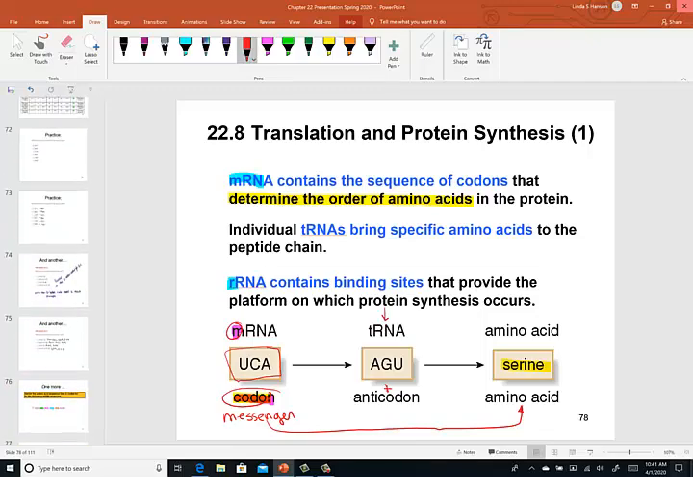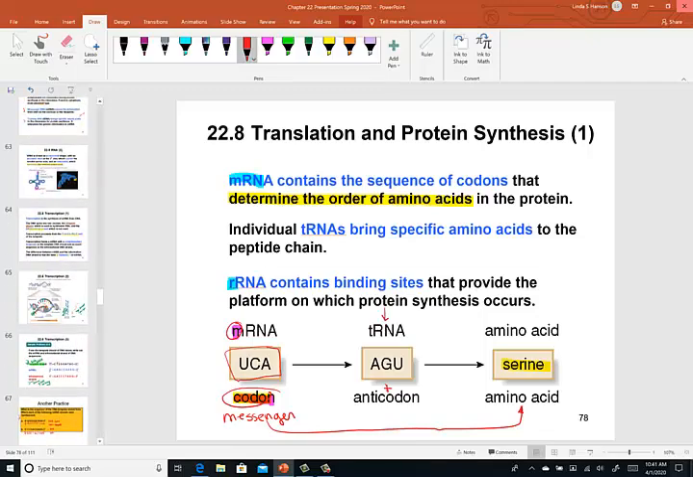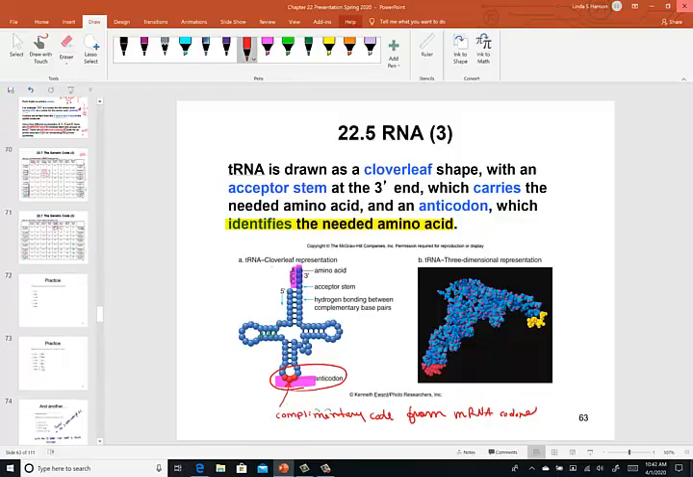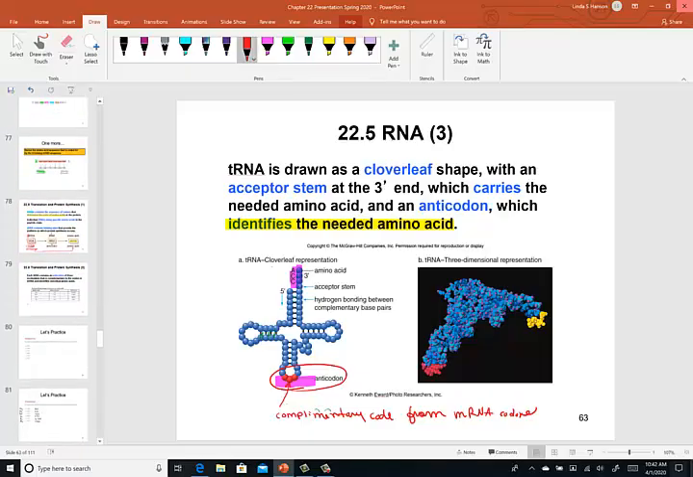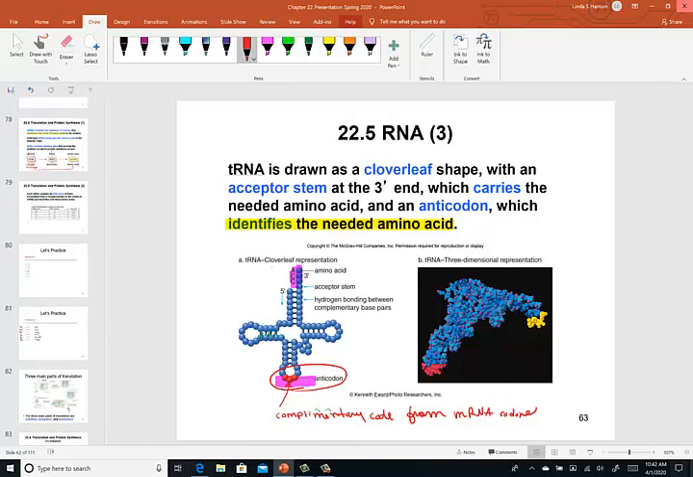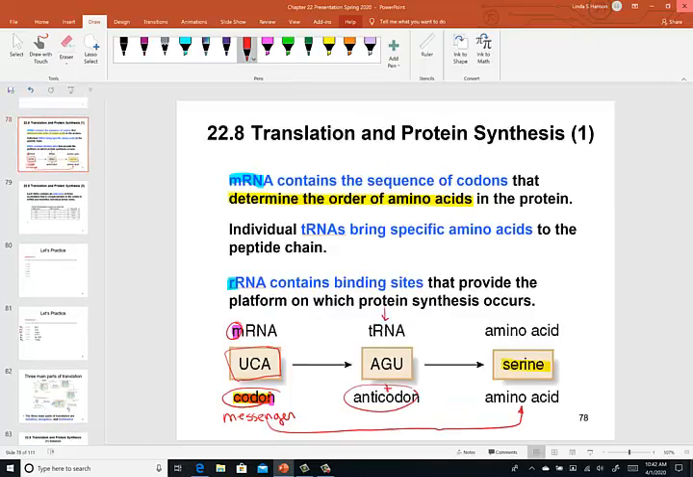So do you remember where that is on that 4-leaf clover? Just bringing it back to your mind, here's the anticodon. It has the complementary code from the messenger RNA. All right, so those are complementary strands so that it can read that genetic code and bring back the correct amino acid. So the anticodon is the complement to the codon.